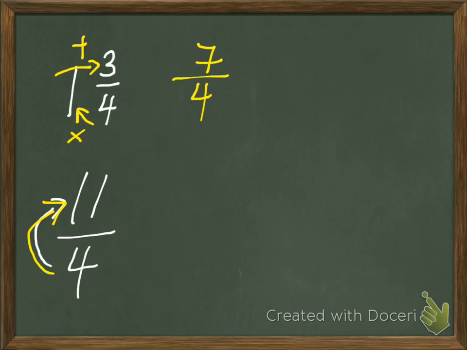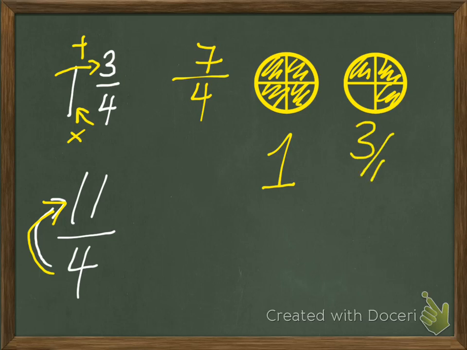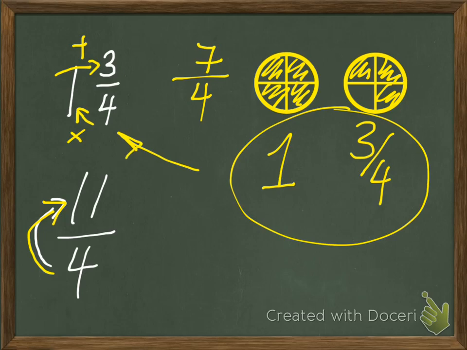Now what I could do is to check that. I could go through that procedure of checking by undoing it. So let's see what 7 over 4 looks like on my diagram. So each one of these here is a quarter. So I've got 1 quarter, 2 quarters, 3 quarters, 4 quarters, which is 1, 5 quarters, 6 quarters, 7 quarters, which is 3 over 4. 1 and 3 quarters, which is what I started out with.